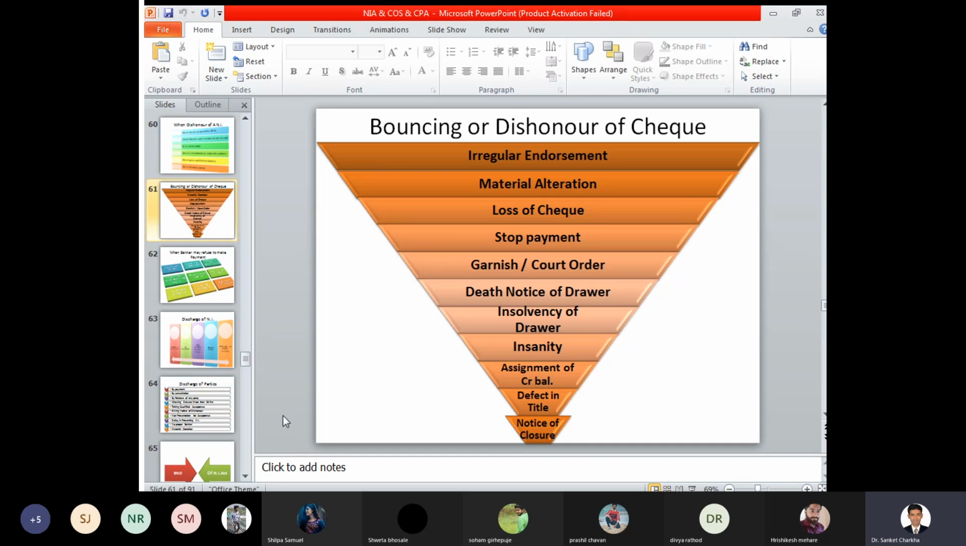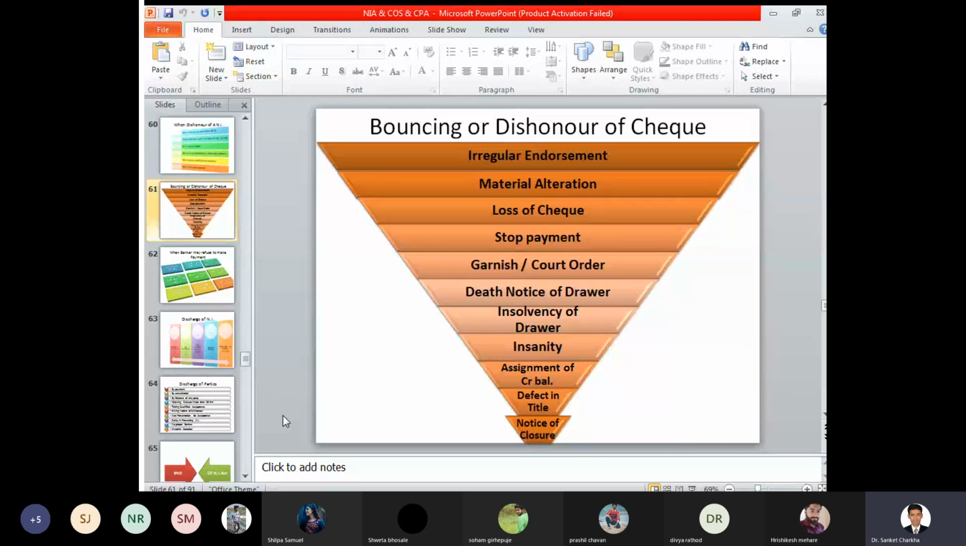Loss of a check. If your check gets lost and you have given a notice to the bank of your loss of the check, then the bank may refuse to make the payment, and the check gets bounced. Stop payment. If a particular party has given an order to the bank to stop payment of the check, and the party who has received that check presents it for payment, then also your check gets dishonored, and the bank refuses to make the payment. Garnish. Garnish specifically means an order which has been passed by a court. So if a court gives an order with respect to non-payment of a certain amount, then also the check can be dishonored or can get bounced.